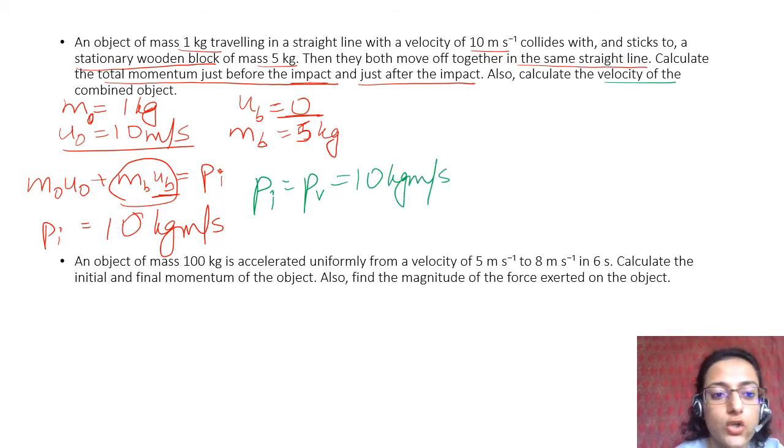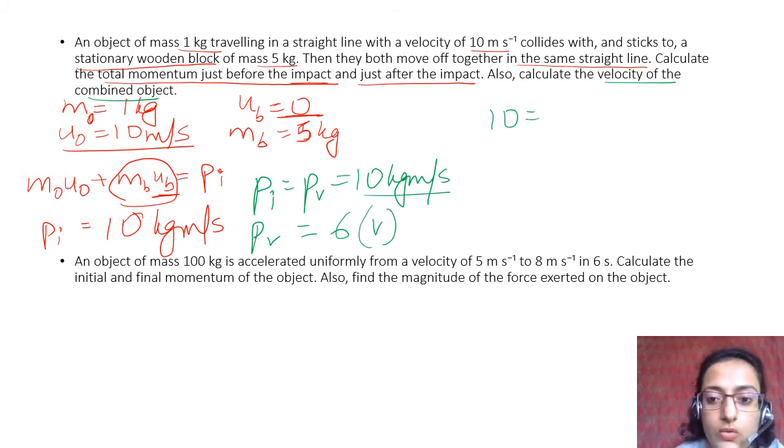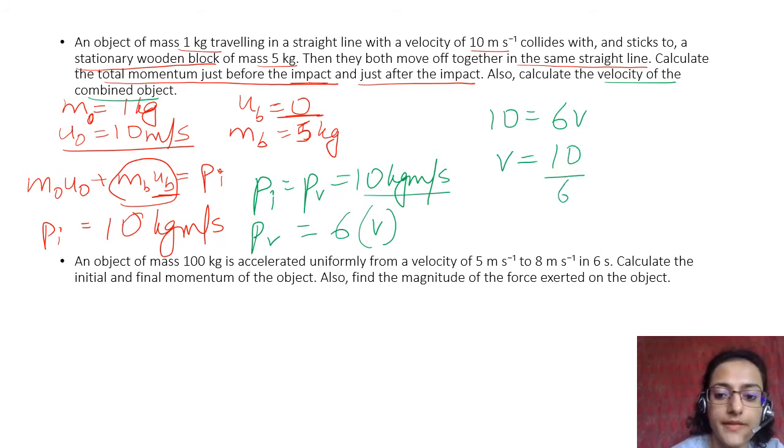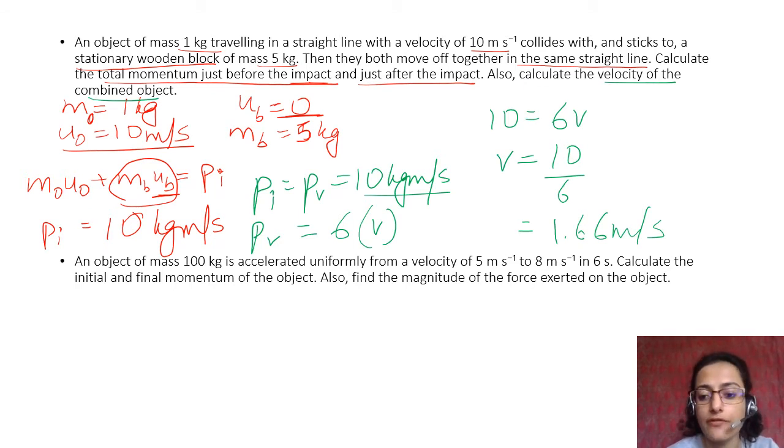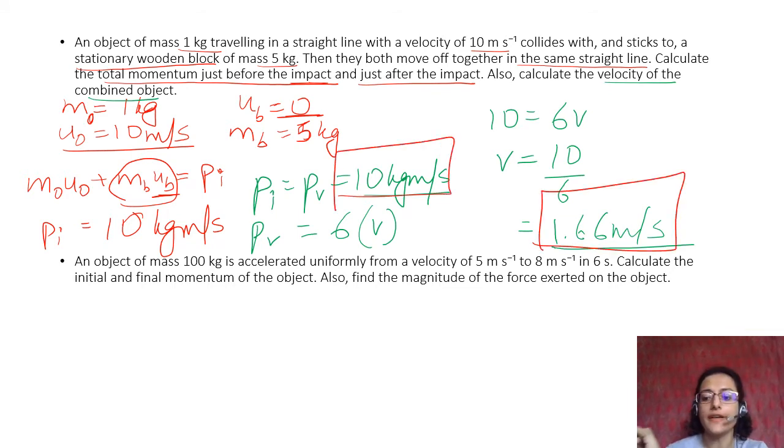Also calculate the velocity of the combined object. Now what will be the velocity of the combined object? P of the combined object will be mass, total mass, that is 1 plus 5, which is 6, and the total velocity we have to find, V. So 10 is equal to 6V, V is equal to 10 by 6, that is 1.66 meter per second. This is the answer for the final velocity of the combined object, right? These are the two answers that you have, 1 and 2. All right.